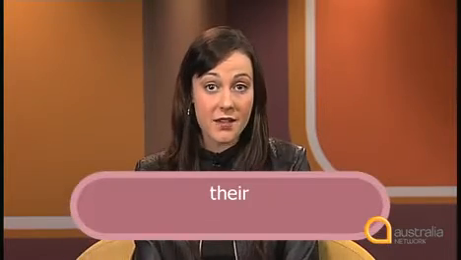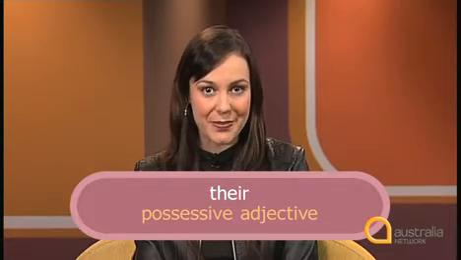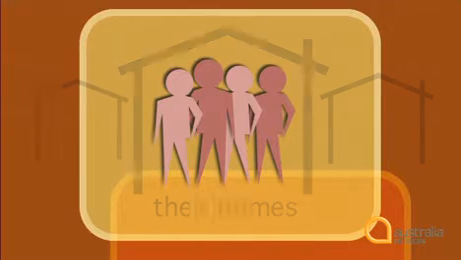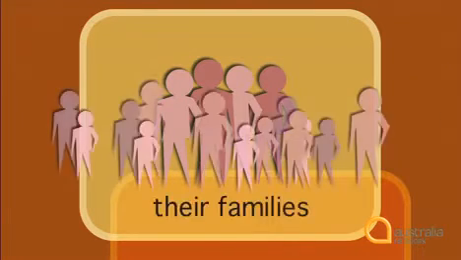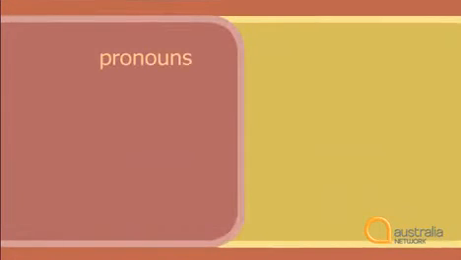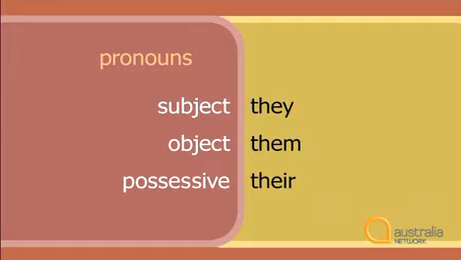Here, their functions as a possessive adjective. It describes ownership. Their is used to talk about things that belong to the eye patients. The patient's homes, their homes. The patient's friends, their friends. The patient's families, their families. So there are three forms pronouns take. The subject form, like they, the object form, them, and the possessive form, their.